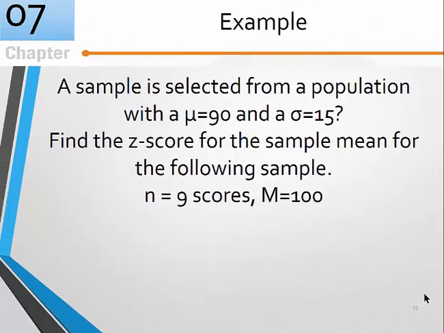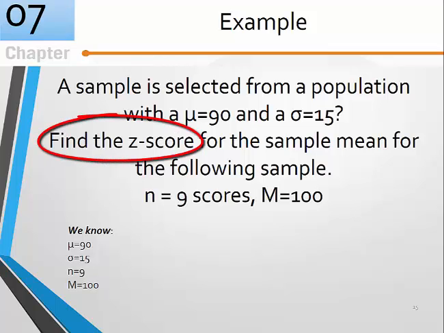Let's look at an example. A sample is selected from a population with a population mean of 90 and a population standard deviation of 15. Find the z-score for the sample mean for the following sample: we have a sample of n scores and a sample mean of 100. Begin again by writing down what you know: the population mean is 90, the population standard deviation is 15, the sample size is n, and the sample mean is 100. We are supposed to find the z-score for the sample.